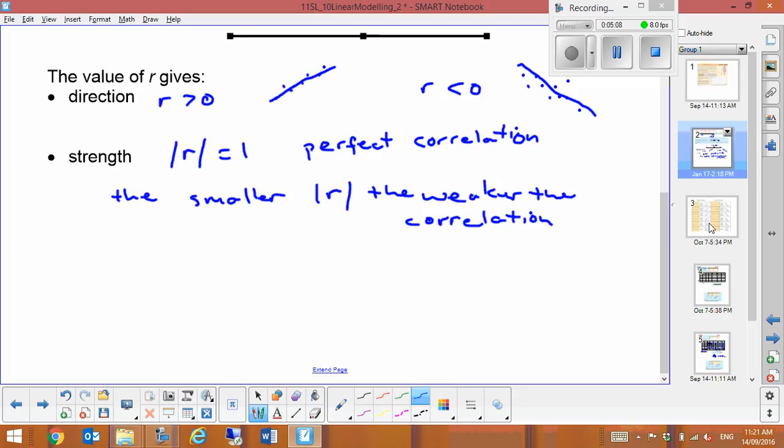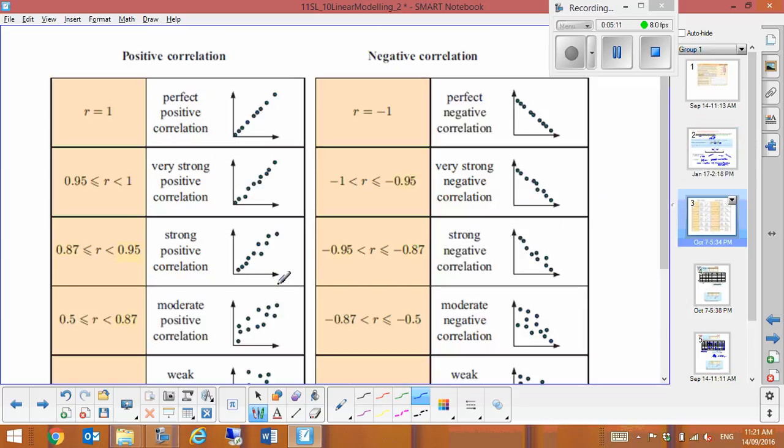All right, so here's a table of what data could look like, and we've seen here when r is equal to +1. All right, that's our perfect correlation. It's positive.